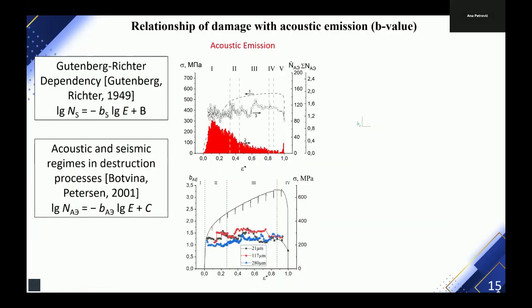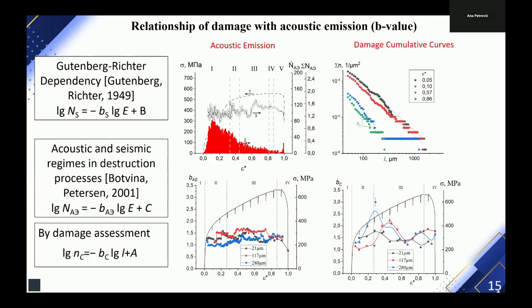The last one is the results of acoustic emission. We make some tests with acoustic emission and identify its famous parameter, the b-value, which was firstly created in seismology by Gutenberg-Richter, and nowadays we have many investigations which use the b-value parameter. And in this work, we try to estimate the b-value parameter by acoustic emission and by damage cumulative curves by a similar equation. And we get some results.